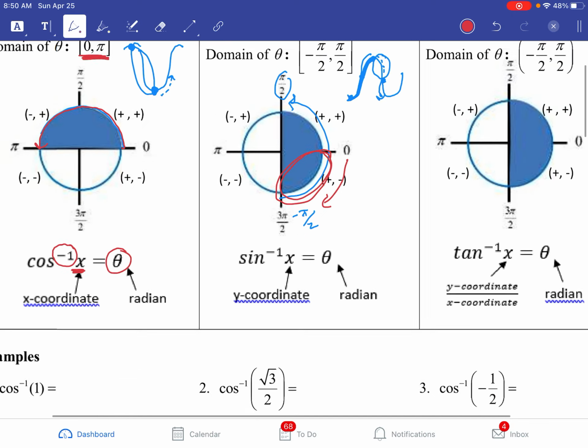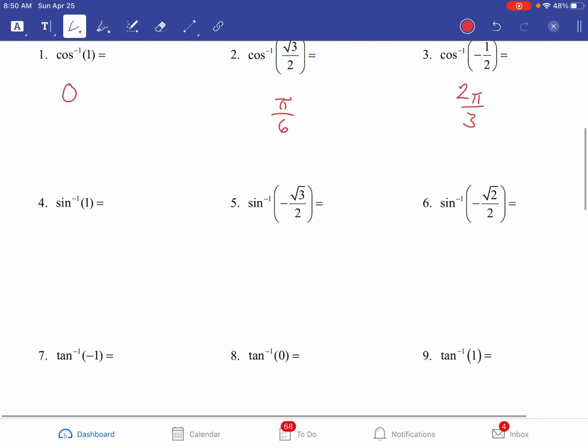So let's look at some examples. We have sine of 1. Where is 1 on the unit circle on the y position? Well, it's all at the top of the unit circle. It's at positive pi over 2.